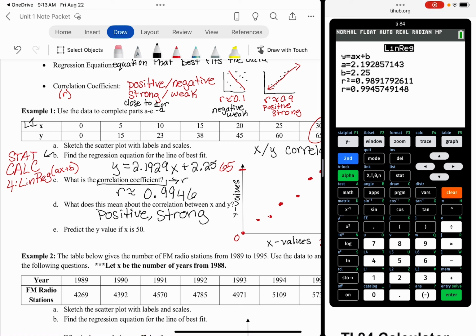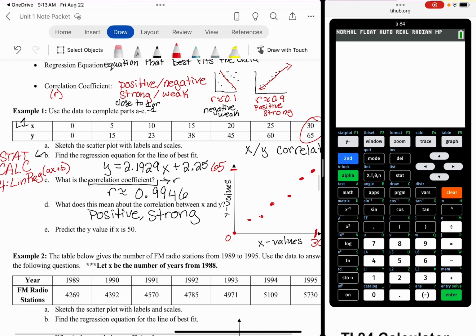Once we have that information, we don't need this screen anymore, so you can hit clear if you need to. And next, they want us to predict the y value if x is 50. So now we're going to go back to our equation of best fit, and we're going to plug 50 in for x. So we have y equals 2.1929 times 50 plus 2.25. You can type that into your calculator.